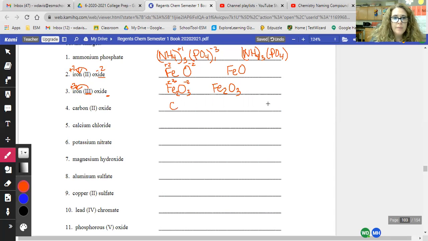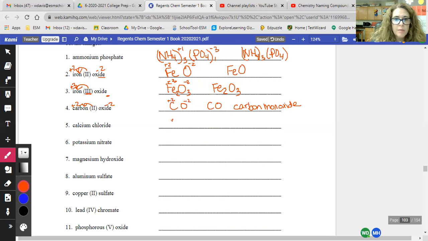Carbon, C. Oxide, O. Charges. This is telling me the carbon's +2. The periodic table tells me oxygen is -2. So then when I name this, CO. Since this is a non-metal, I can also use the Greek naming system, and this is carbon monoxide. But both are completely legitimate names, carbon monoxide and carbon Roman numeral 2 oxide. Both are legitimate names for this chemical formula CO.